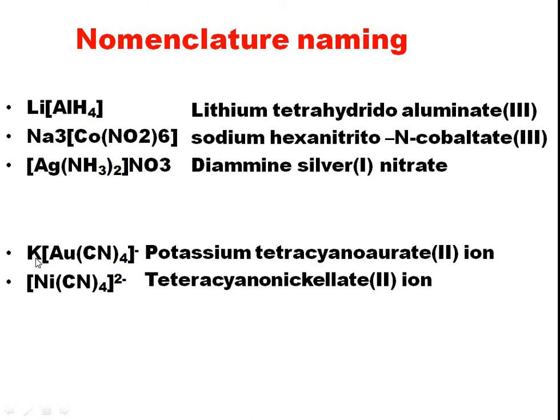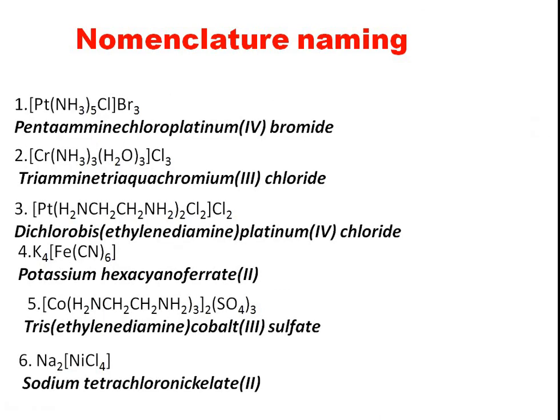This is a complex. Potassium is the cationic part. Potassium tetracyanonickelate. We have changed the name of the central metal atom because it is an anionic complex, and this has a charge, so we will write it as N. These are some examples.